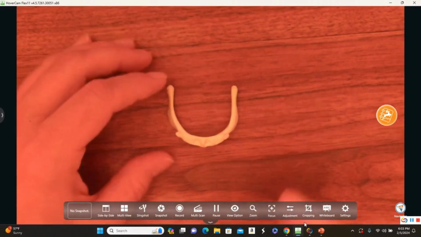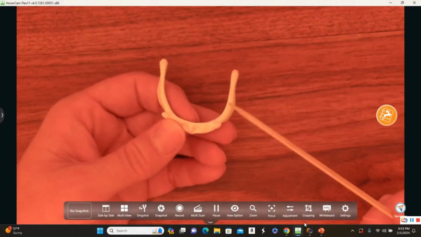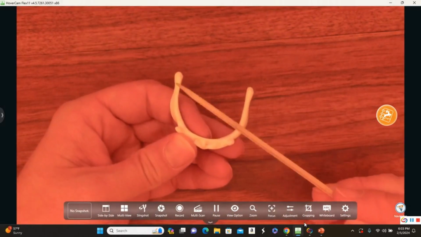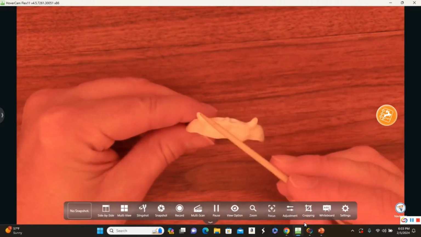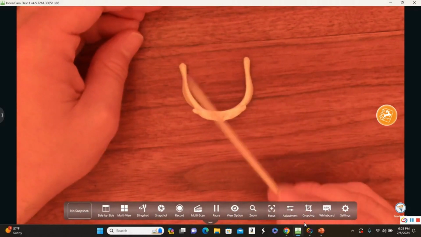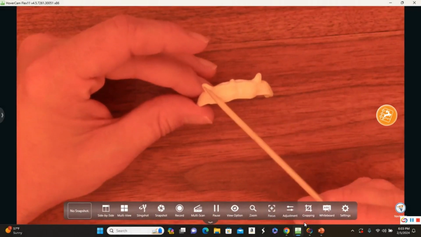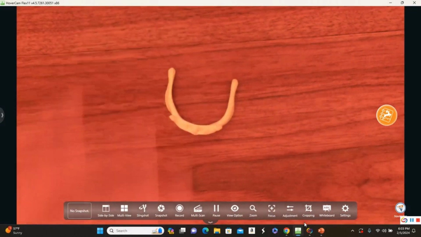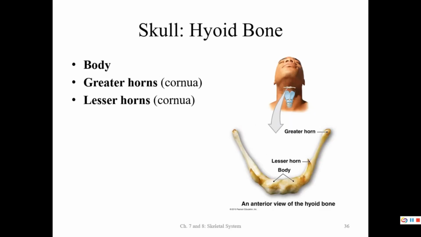Okay. So this is a hyoid. There are greater horns found here, and there are lesser horns found here. And the body is this part right here. Body, greater horns, lesser horns. Now this is actually not attached directly. It's soft tissue that holds it on. Muscles and connective tissues hold it on.